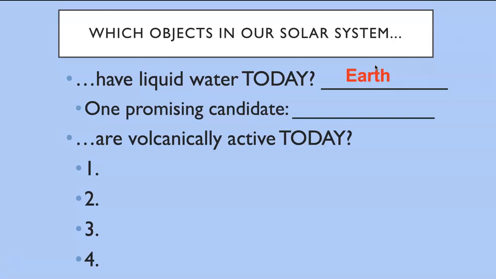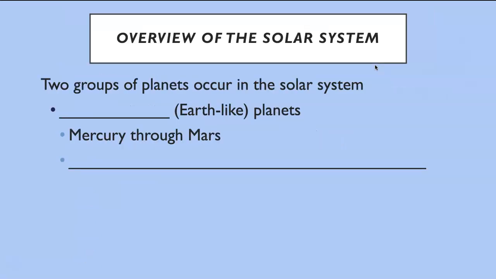We need water. What about volcanically active? Well, we can put the Earth there as well. And that's of interest because our atmosphere formed initially from volcanic activity. And so we're interested in other objects in the solar system that have volcanic activity occurring. So as we come across these objects, we'll come back and add them to this list.